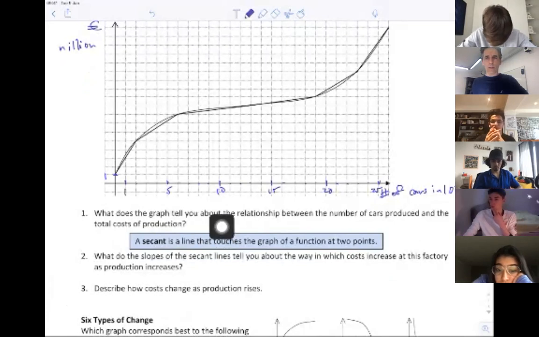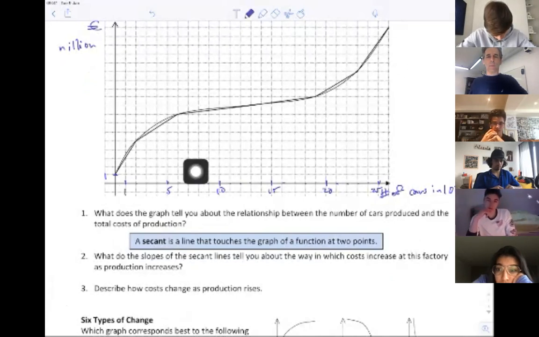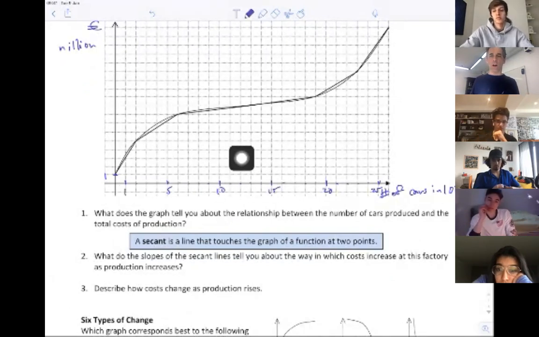It is the most convenient to build like a medium. Somewhere in here is more convenient, Ben? Yeah. What does it tell you about the relationship? What would you say the relationship's like? Direct. As the number of cars increases, the expenses increase. Yeah, that makes perfect sense, right? You want to build more cars, it's going to cost more.